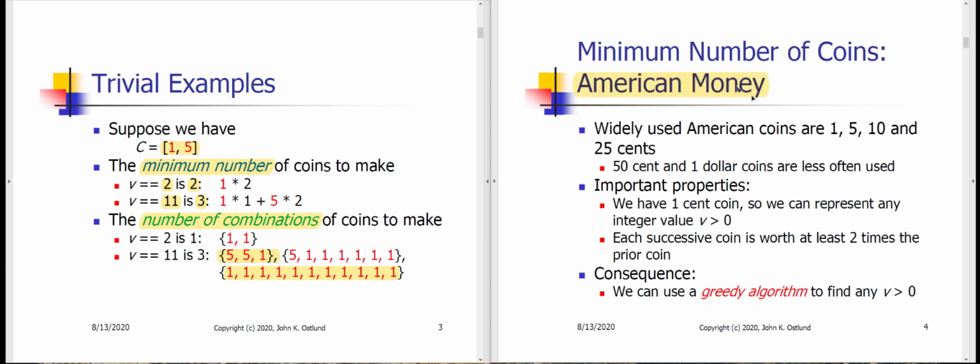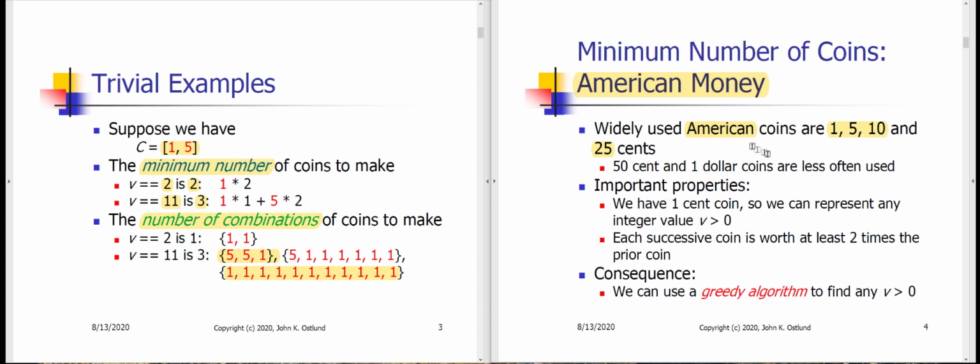Now, most actual money is structured in a very reasonable way. For example, in the United States, we have pennies, nickels, dimes, and quarters as the most popular coins that people use to make change. There are 50-cent pieces and there are dollar coins, but those are frankly not used very often. Partly because the 50-cent pieces are so big and the dollar pieces are about the same size as a quarter and people get confused. Okay, so 1, 5, 10, and 25 cents are the most common things.